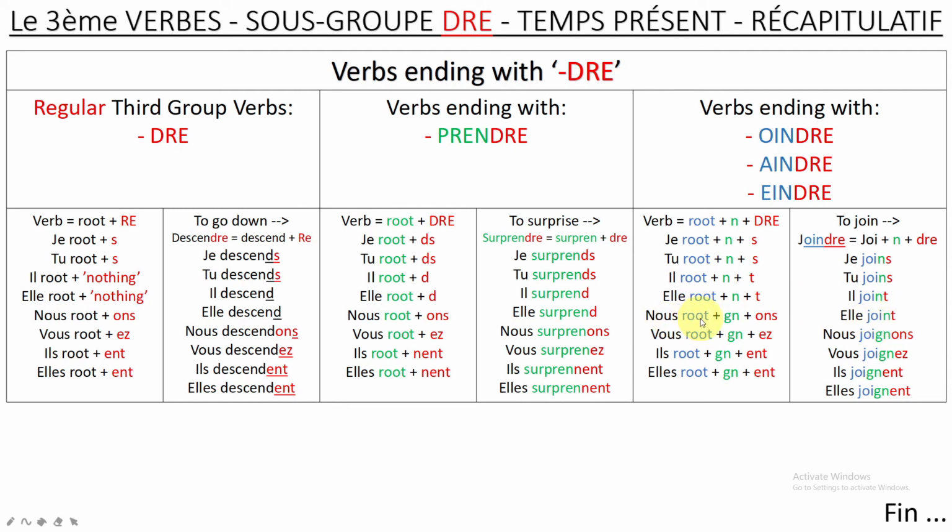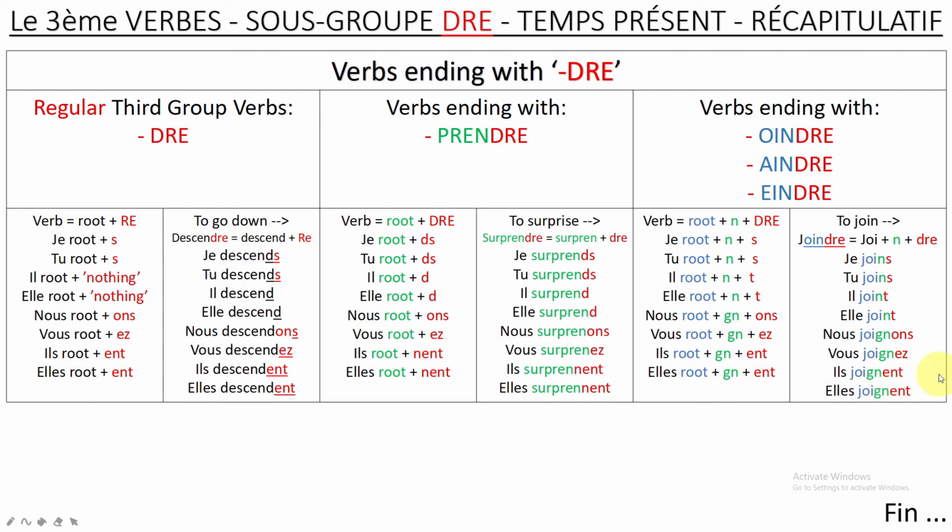Nous, fixed part, now that n will change to gn, then ons. For vous, fixed part, then gn, then ez. Il plural, fixed part, gn, ent. Elle plural, pardon me, fixed part plus gn plus ent.